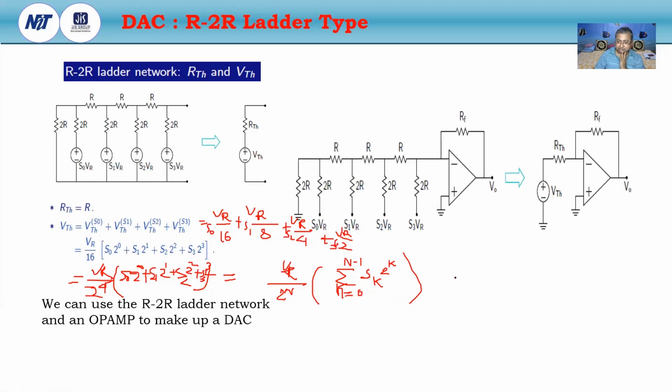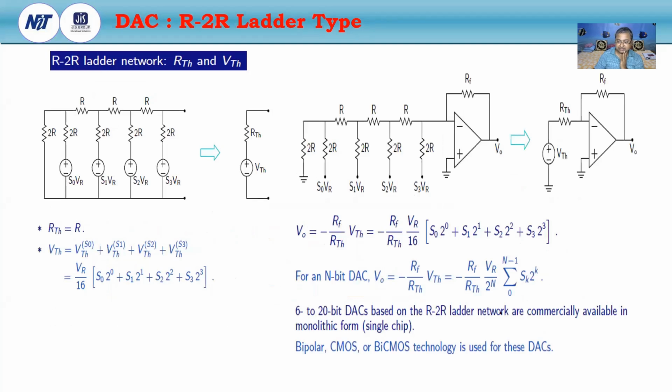So from this we will write V0 is equal to minus RF by RTH. RTH is equal to R. So RF by RTH into VTH. This is the VTH for n bits. So then we will write similarly like this. Okay.